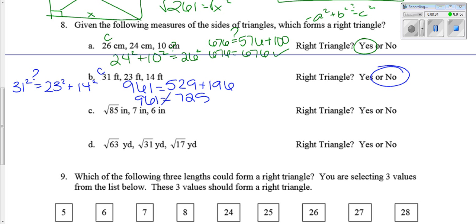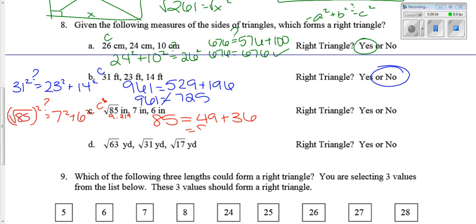The next one, we want to figure out what is the square root of 85. Figure out which one our C is. The square root of 85 is 9.219. So the square root of 85 is my C squared. Where's my C? Because that's the biggest piece. So I'm looking at, does the square root of 85 squared equal 7 squared plus 6 squared? So does 85 equal 49 plus 36? Yes. So it is a right triangle.